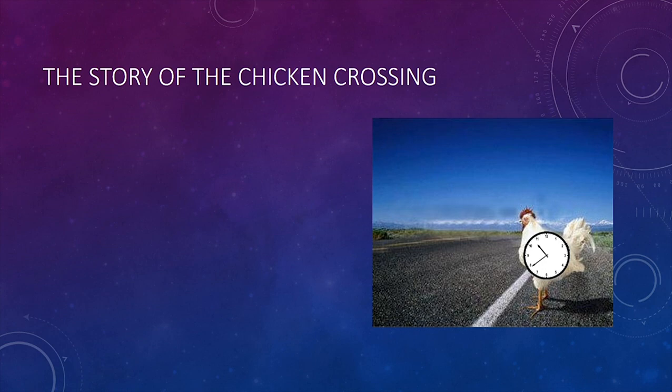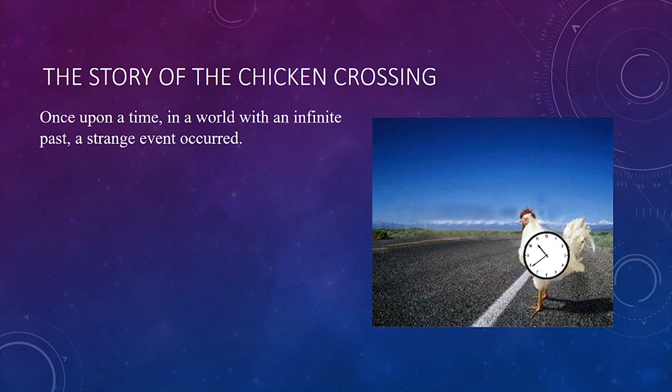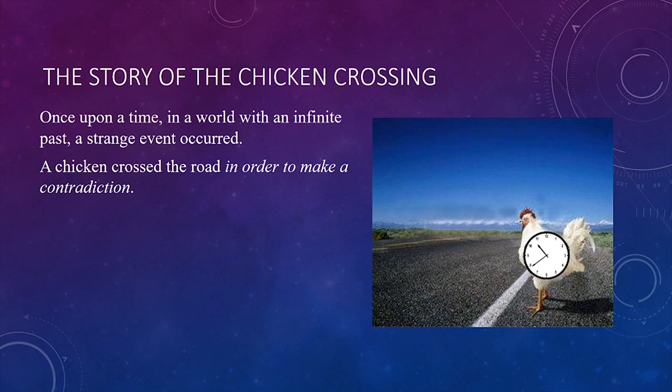So the story goes like this. Once upon a time, in a world with an infinite past, a strange event occurred. A chicken crossed the road. Why? In order to make a contradiction. That's why he crossed the road. And he succeeded. Okay, I have to give you the backstory so you can understand how this chicken produced this contradiction. Now let me just note, we're considering a world with an infinite past.